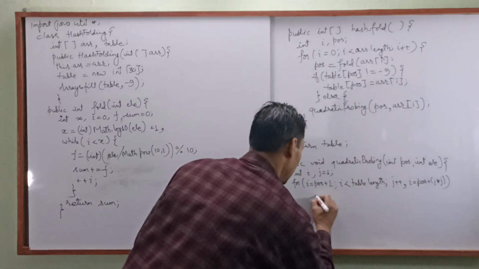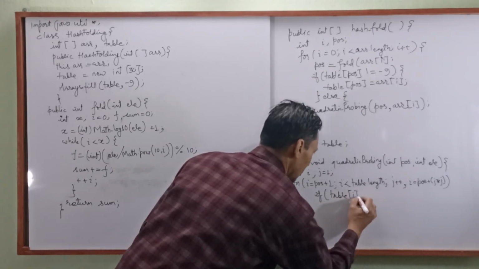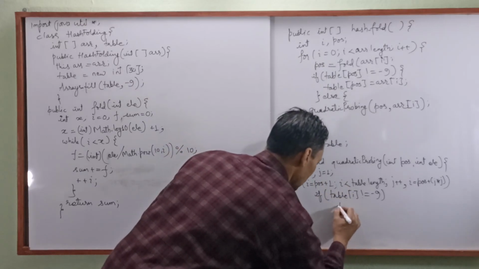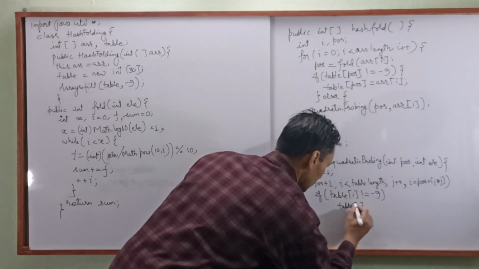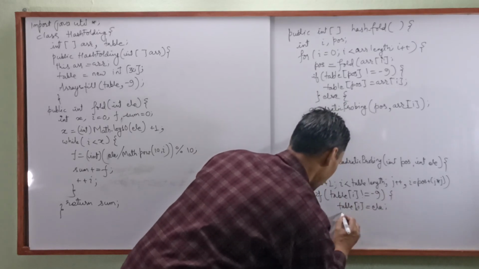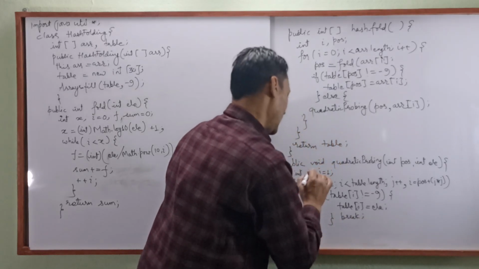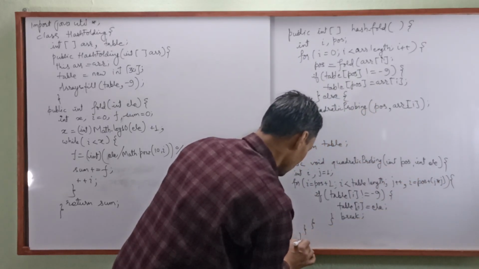Now we have to do if table I not equal to -9, we will assign this table I is equal to ELE. Simple. Then we will break this loop. Finished. Then we have to close this, close this, close the class.